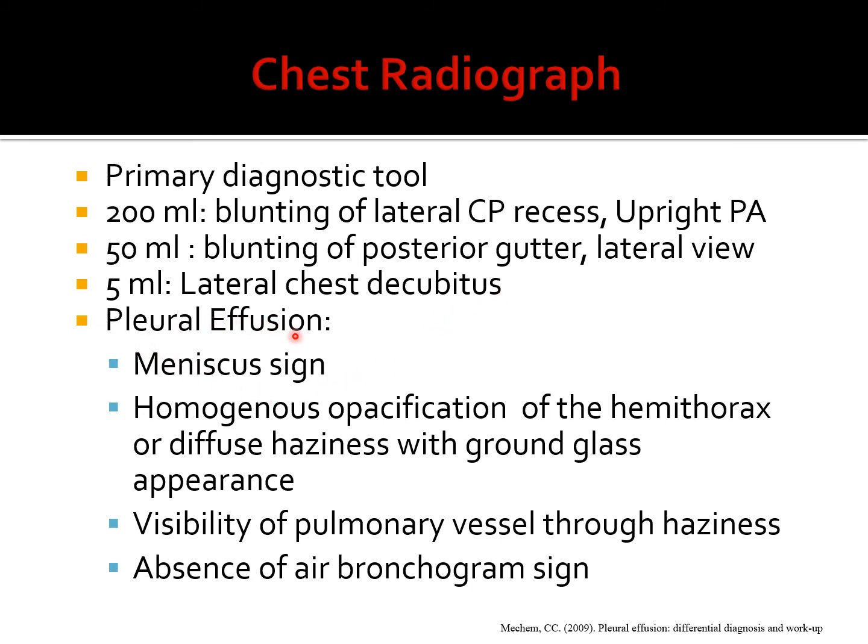Pleural effusion, the magnetic signs are usually the meniscus sign and the Damoiseau curve. Homogeneous opacification of the hemithorax or diffuse haziness with ground glass pattern, especially this one. The homogeneous opacification is in an upright projection. The diffuse haziness or the veil-like density with ground glass pattern usually is in the supine position. The visibility of the pulmonary vessels may be seen through the haziness. There is absence of air bronchogram simply because the fluid collection is outside of the lung parenchyma.